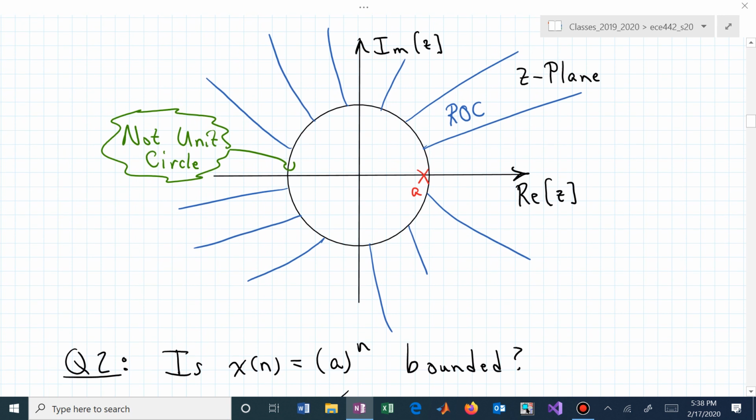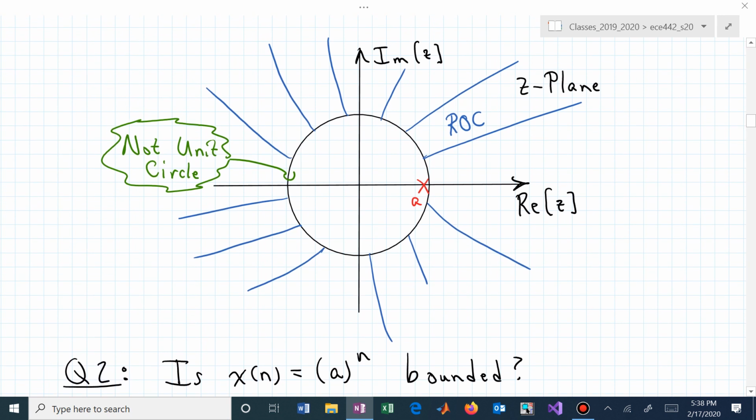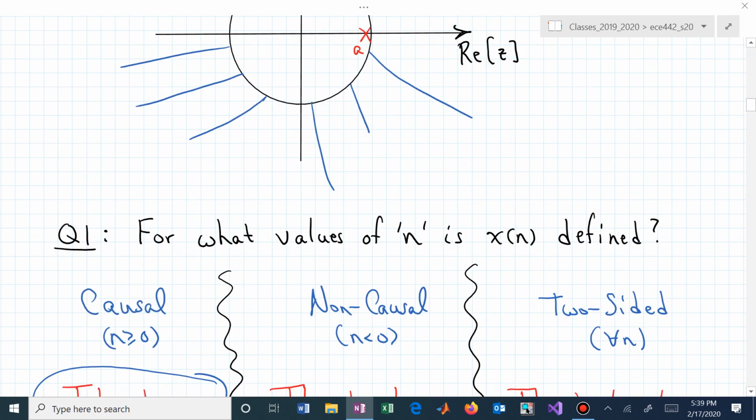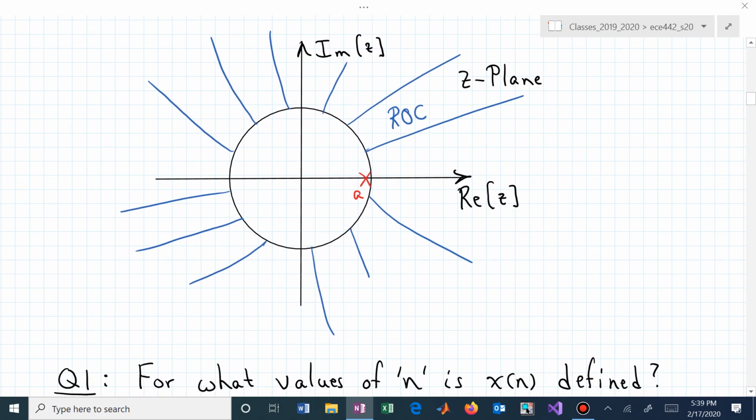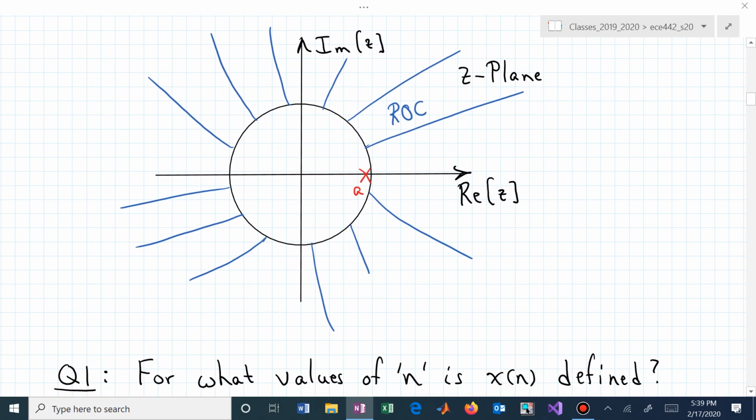Let's do question number 2. Is x of n, question? You just guessed? Well, then I'm going to count that one wrong on the exam because I can tell. Okay?